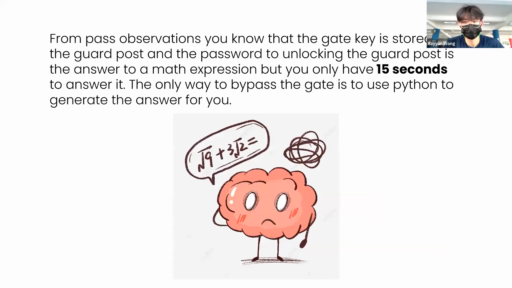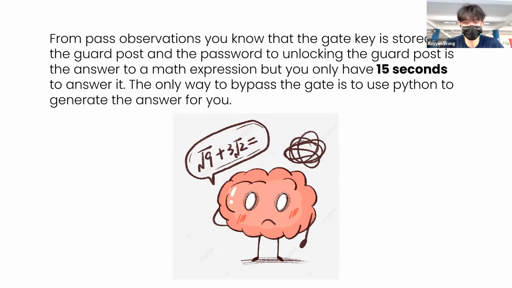Outside the guard post, you see that there's a gate key inside of it. And the only way you can unlock this guard post lock is to answer this math expression that you are given when you try to unlock the lock. But the thing is, you only have 15 seconds to unlock it. And you know that you're bad at math. So the only way is to use Python to help you generate the answer and help you crack the password. Right. Now that you guys are clear of the scenario, we'll help you learn about how you can do so.